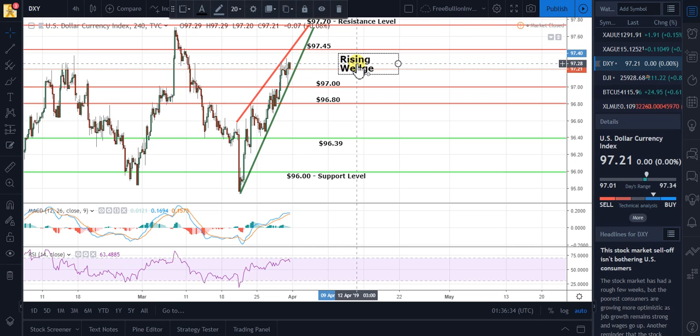And really what I think is that if we get a deal between the two sides, U.S. and China, on the trade war, then we'll likely see the dollar move higher. But if we don't, then we'll likely see the dollar move lower.